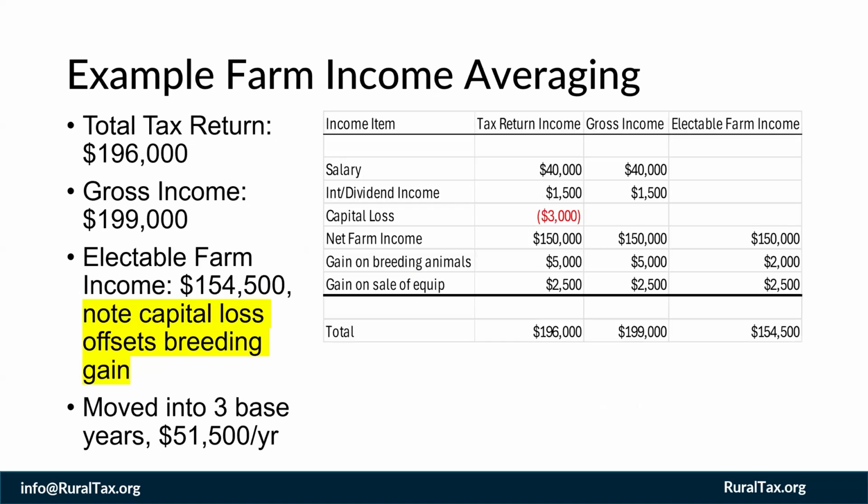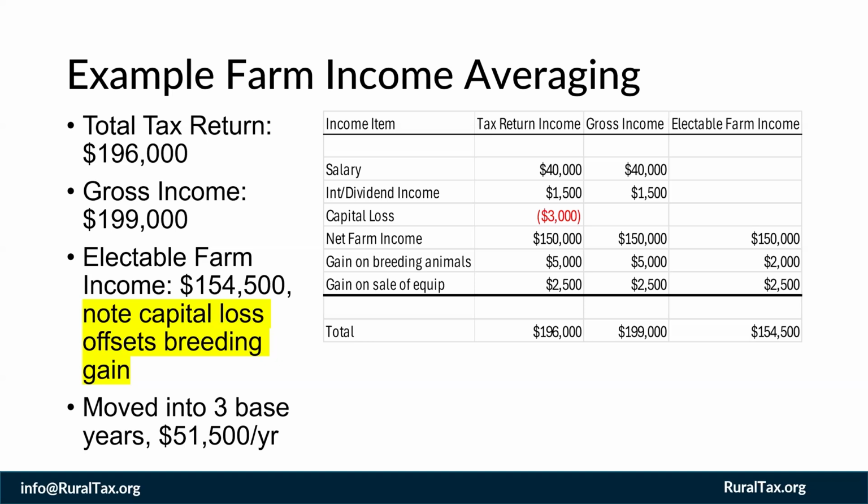So here's the example. Again, we're looking at total tax return income. You see salary, and this salary is not from farm salary. This happens to be the spouse's salary, and it has a job in town. They have some interest and dividend income, $1,500. They have a capital loss of $3,000, as denoted there, being red. Net farm income of $150,000. Gain on breeding animals of $5,000, and then gain on the sale of equipment, $2,500.